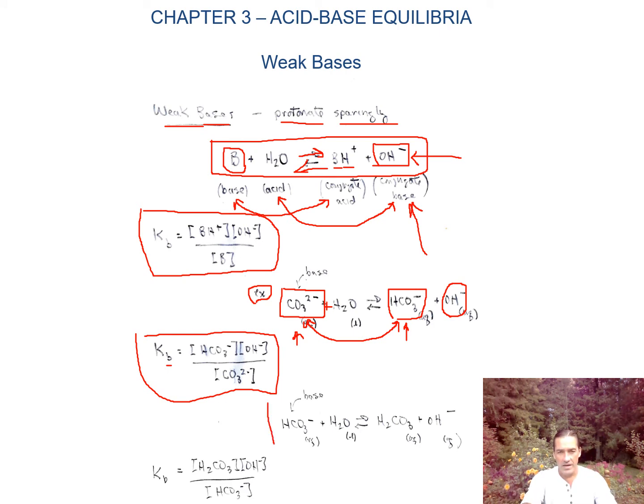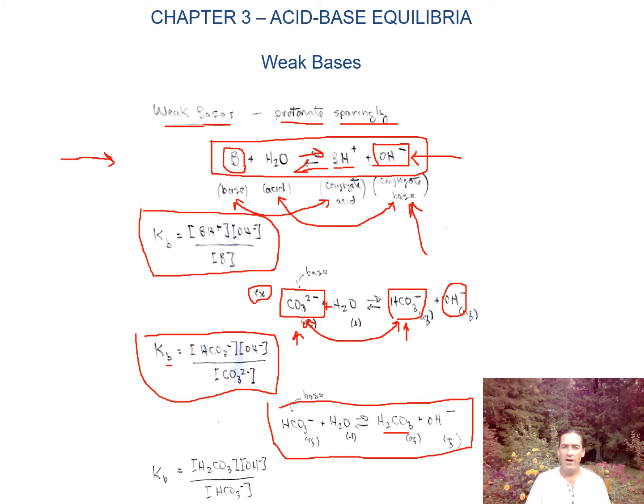And we could do this again. We could treat bicarbonate as a base, react it with water, and form carbonic acid. Now this template here is the only way to express the protonation of a base in water. Remember that in weak acids, I showed you two ways to do it. Bases only have the one way. You have to react with water to understand how the base creates the hydroxide, which changes the pH.